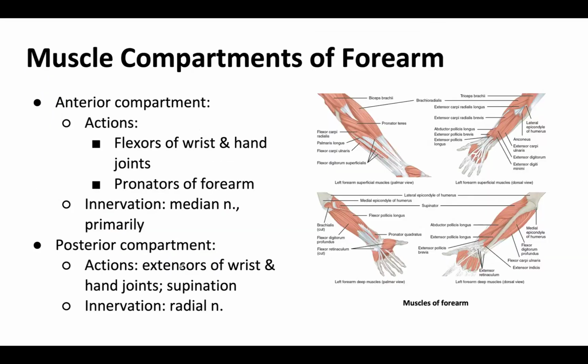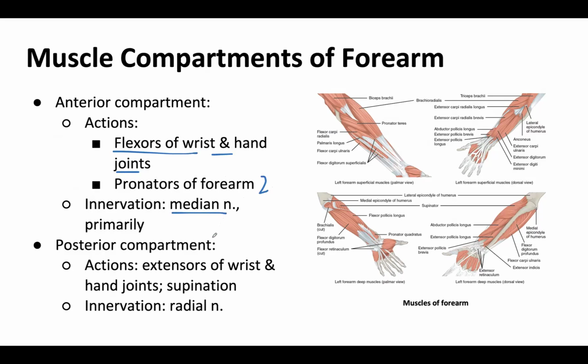Moving to the forearm, again, we have an anterior and a posterior compartment, but the number of muscles in the forearm goes up considerably in comparison to the arm. The anterior compartment of the forearm has muscles that will flex the wrist and the joints of the hand, and there will be two muscles associated with pronation of the forearm. The anterior compartment of the forearm is going to be innervated by the median nerve primarily. Again, another terminal branch of the brachial plexus, but there are a few exceptions, and I will highlight those as they come up in upcoming slides.